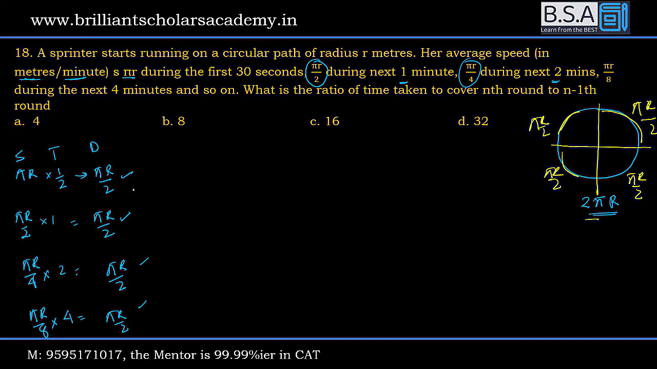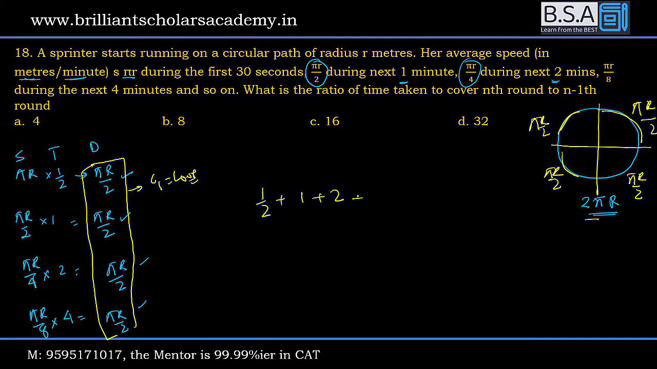Can I say I will have to count 4 partitions? I will have to count 4 lengths for the first circle. For the first loop, I'll have to count these. What is the time taken? Time taken is 1/2 + 1 + 2 + 4.